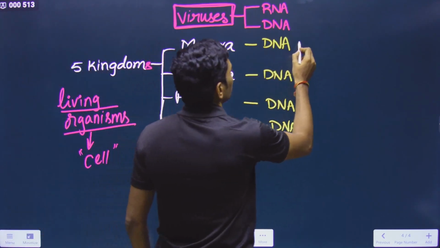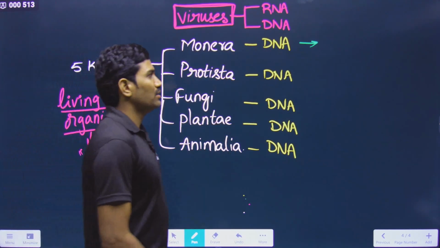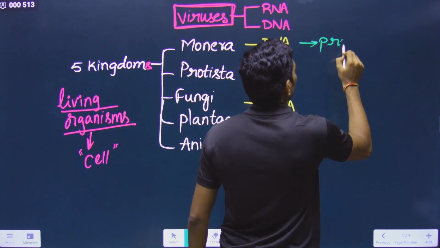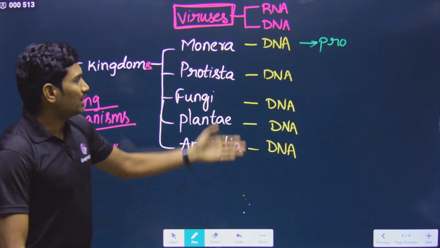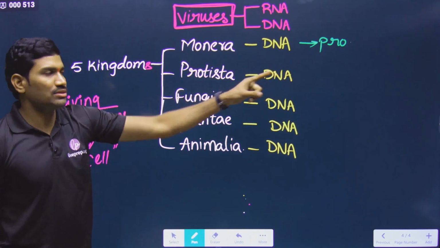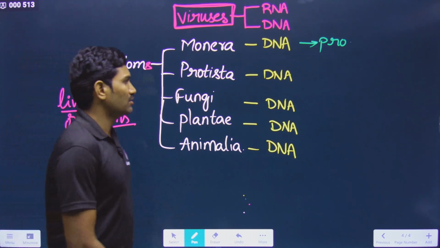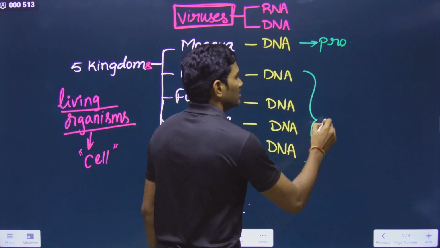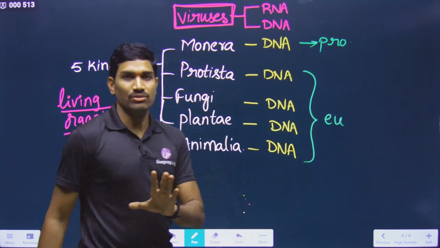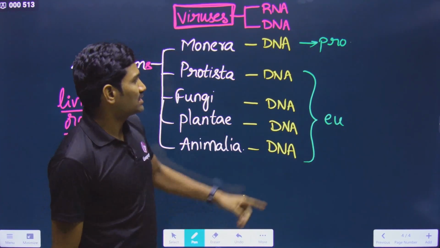If you are observing this, kingdom Monera is what? Prokaryote. All the organisms of kingdom Monera are prokaryotes. Then what about kingdom Protista, Fungi, Plantae and Animalia? All these 4 kingdoms have eukaryotes. Yes or no? Now I will give the statements. True or false, you please tell me.